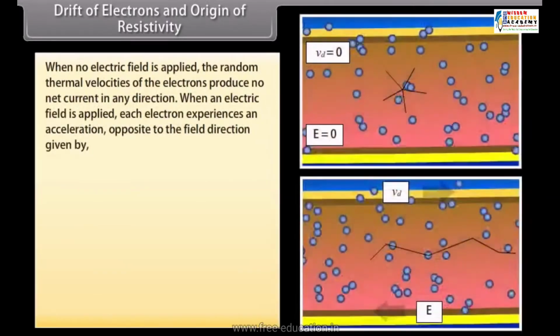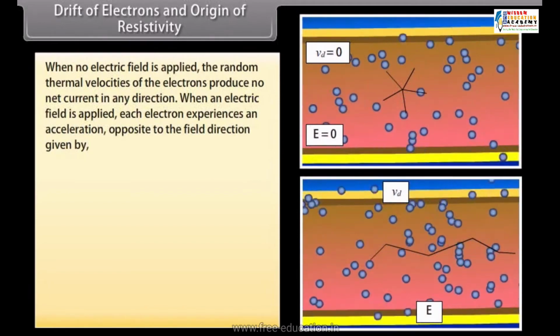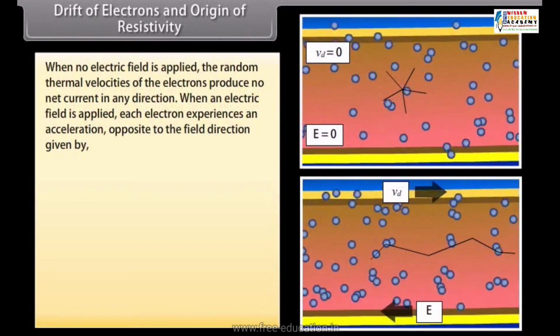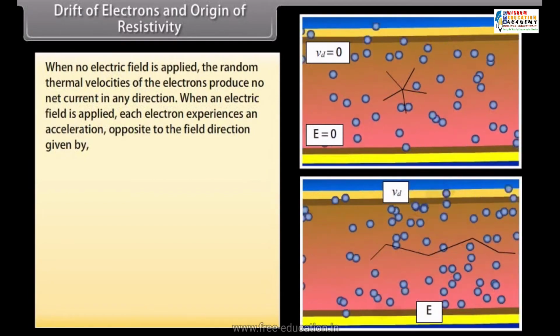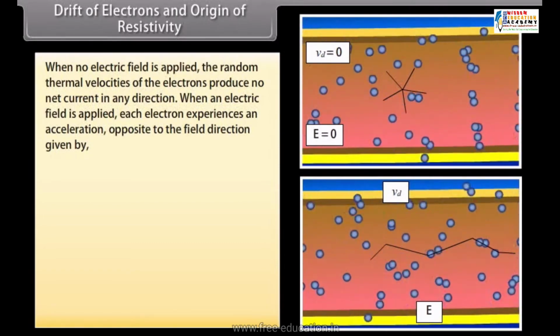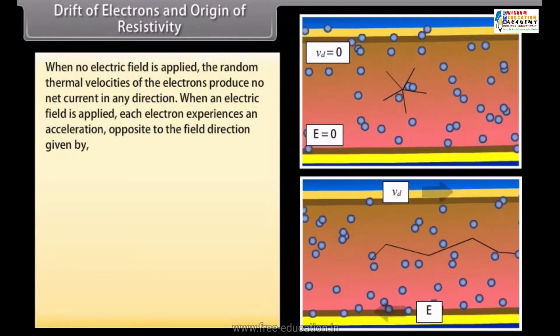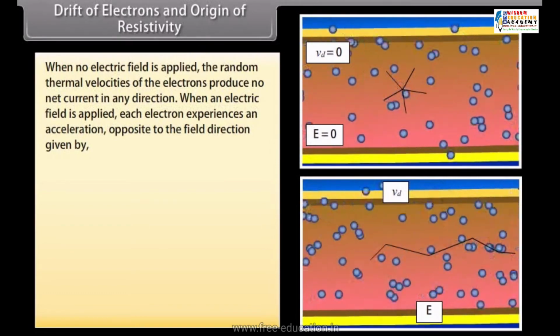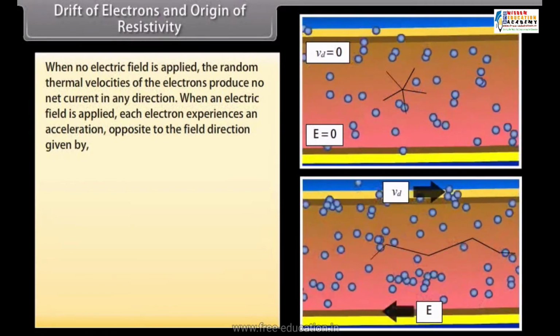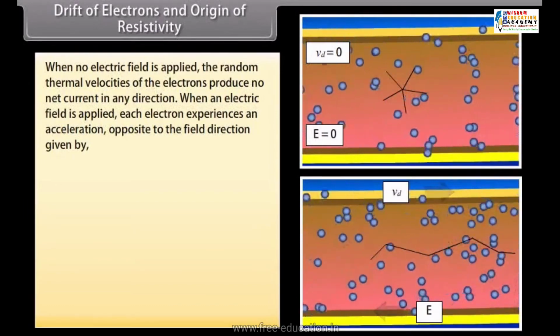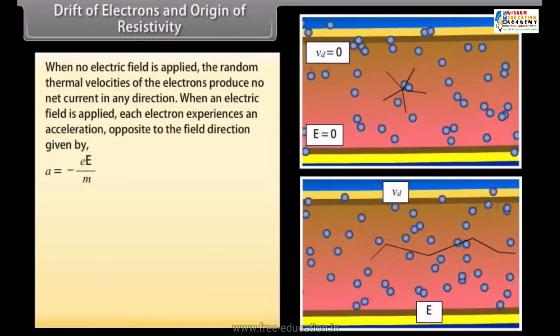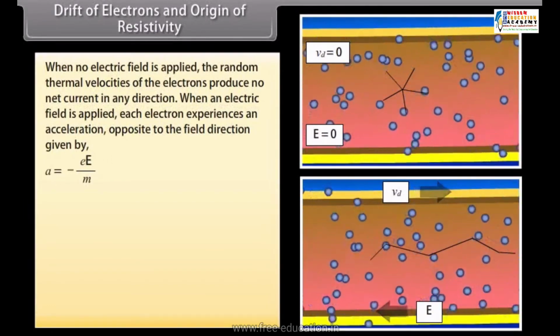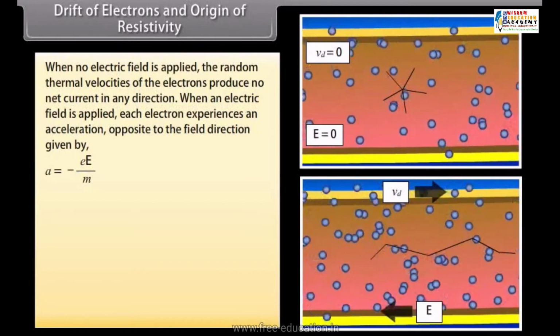Drift of electrons and origin of resistivity. When no electric field is applied, the random thermal velocities of the electrons produce no net current in any direction. When an electric field is applied, each electron experiences an acceleration opposite to the field direction, given by a = -eE/m.